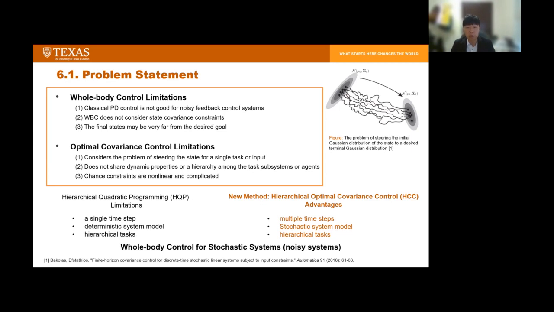Let's compare the proposed hierarchical covariance control with hierarchical QP. Hierarchical QP solves only a single time step least square error minimization problem, of course, with a deterministic model without any uncertainty. However, hierarchical covariance control considers a stochastic system with a multiple time horizon. Both approaches aim to control multiple hierarchical tasks. In this sense, I think hierarchical covariance control is one of the extensions of our whole body control for stochastic systems.